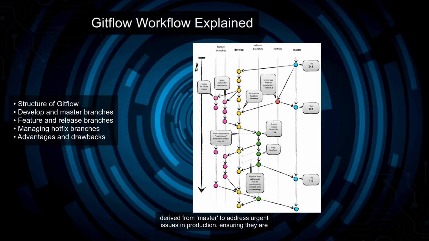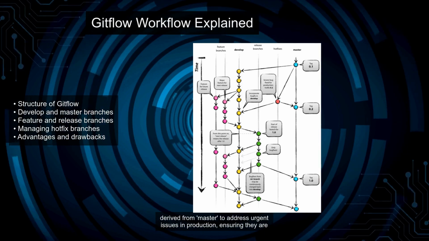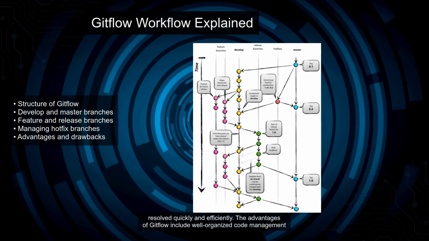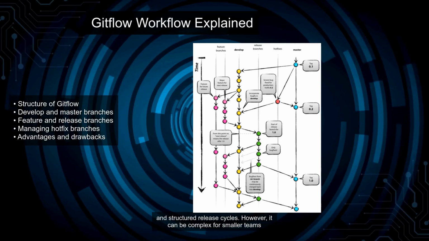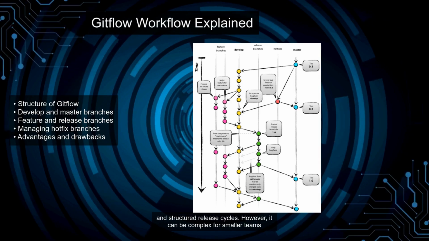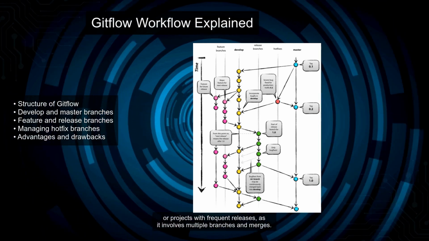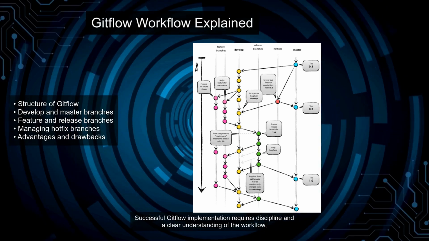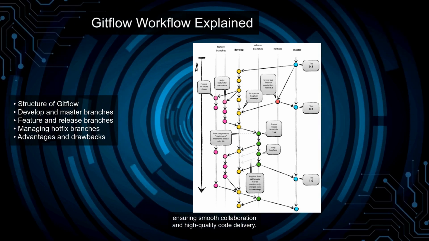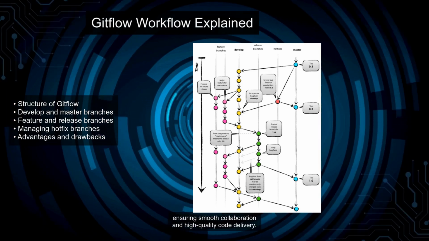Hotfix branches are derived from master to address urgent issues in production, ensuring they are resolved quickly and efficiently. The advantages of Gitflow include well-organized code management and structured release cycles. However, it can be complex for smaller teams or projects with frequent releases, as it involves multiple branches and merges. Successful Gitflow implementation requires discipline and a clear understanding of the workflow, ensuring smooth collaboration and high-quality code delivery.